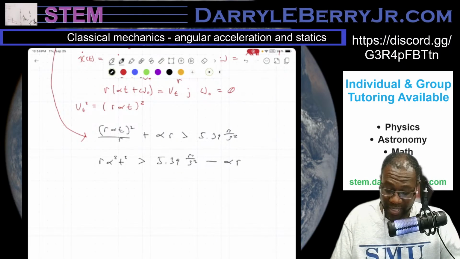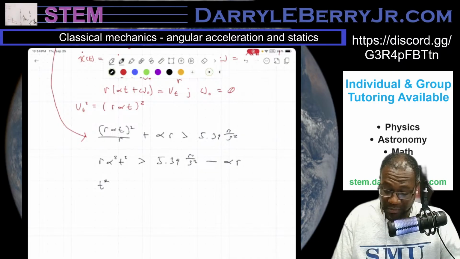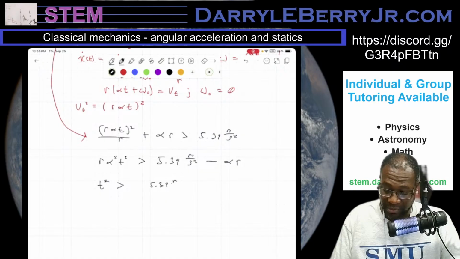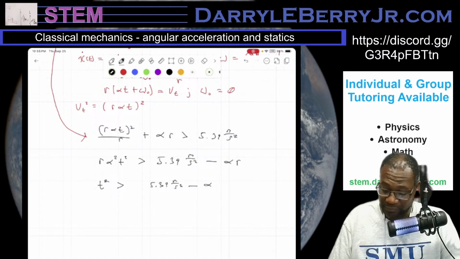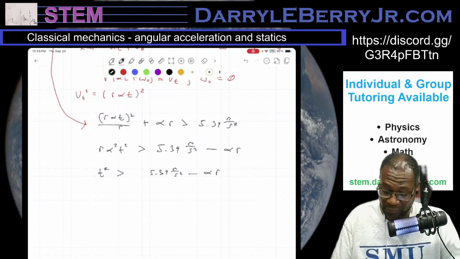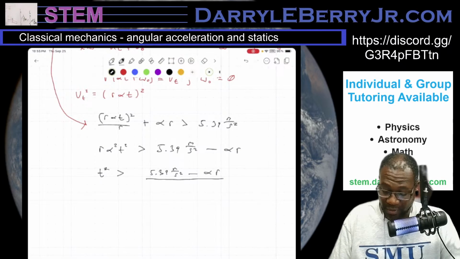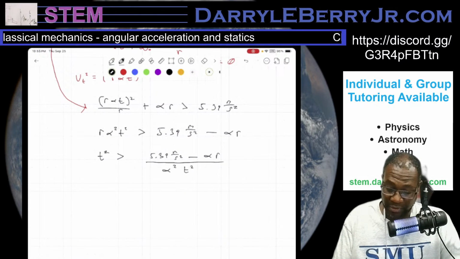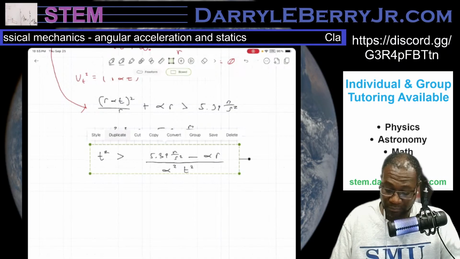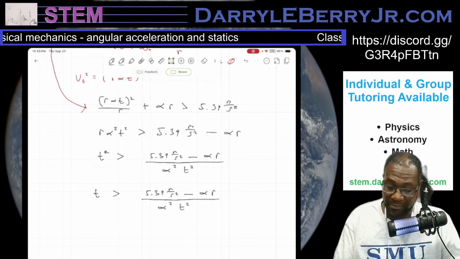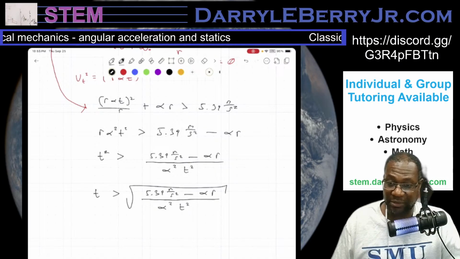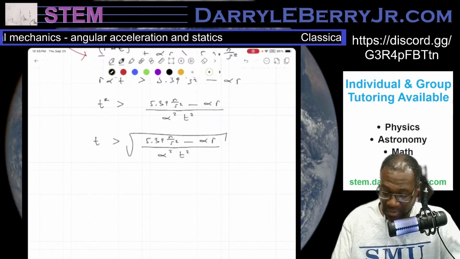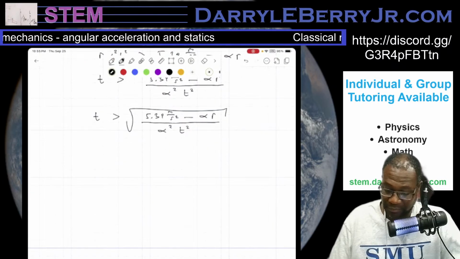So we can say that t squared must be greater than 5.39 meters per second squared minus angular acceleration times r divided by angular acceleration squared. And then when I take a square root of that, I'll just copy everything down. So we can say that the time given this acceleration for that block to flip off must be greater than that. Now let me check and make sure that my units work out.